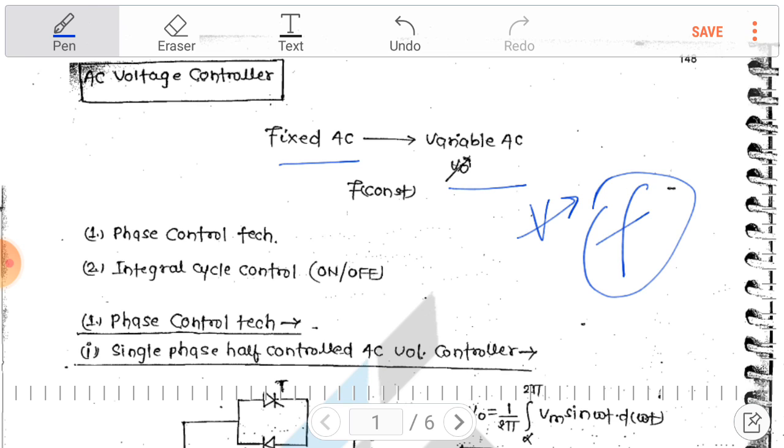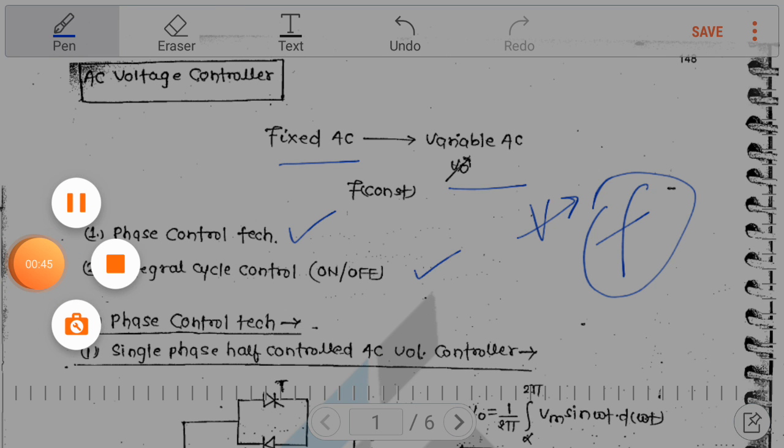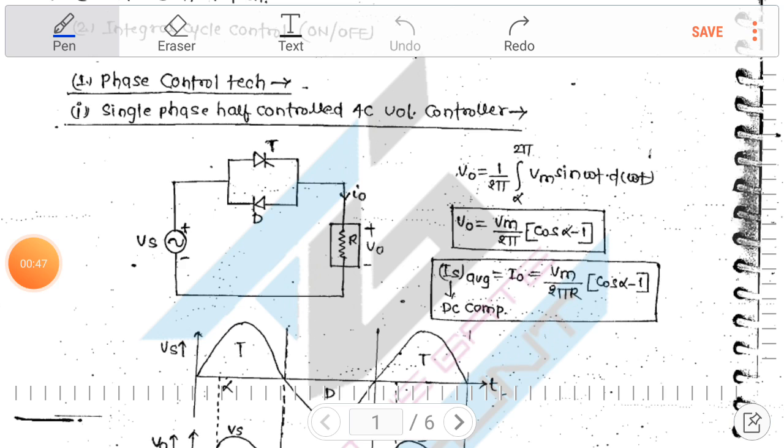There are two techniques used for converting variable AC from the fixed AC. First one is phase control technique and second one is integral cycle control or switch on and off control. In phase control technique, first one is single phase half control AC voltage controller.